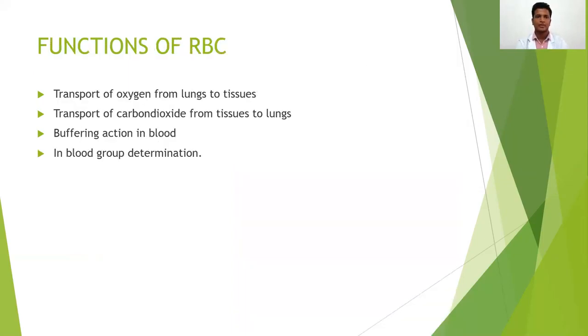Functions of RBC. RBC transports oxygen from lungs to tissues and transports carbon dioxide from tissues to lungs, and has a buffering action in the blood and a role in blood group determination.